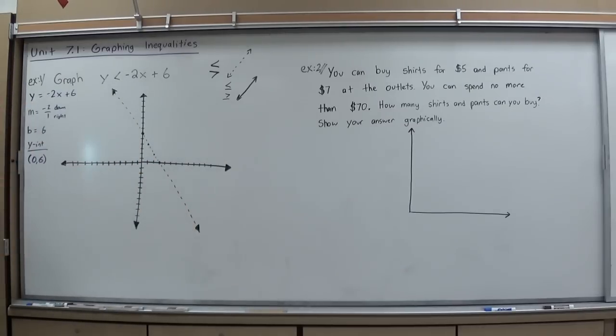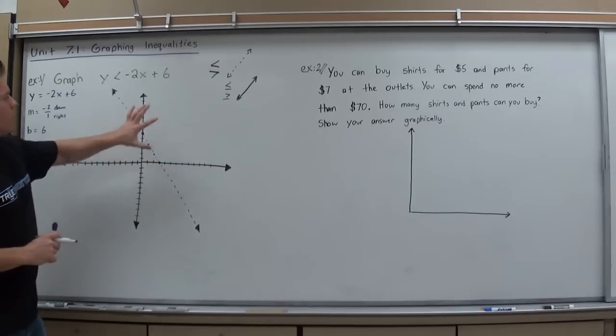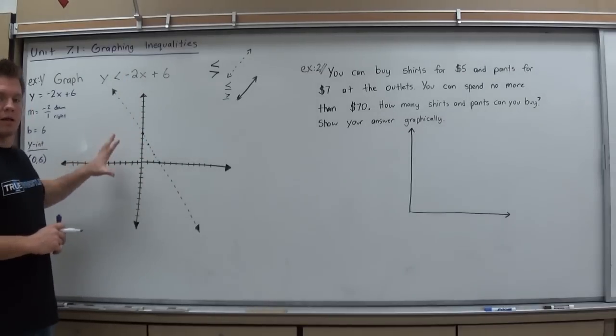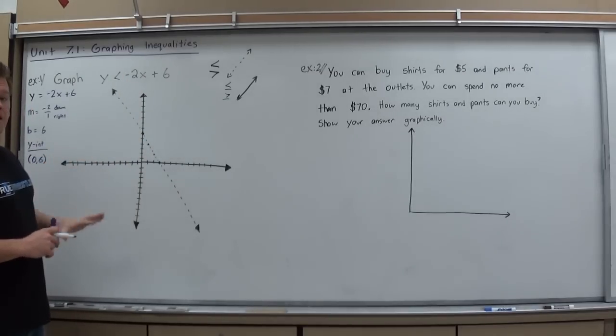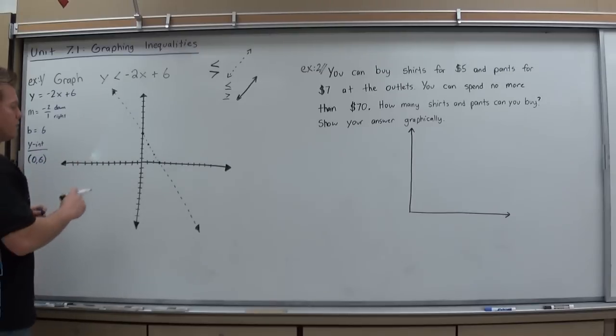Now there are two ways to find out where you should shade. One is to check a coordinate. Any coordinate I check that's in the shaded region should keep this inequality true when I plug it in, because this graph represents all the different possibilities for answers. So as long as I check a point on each side to see if it works, the side that works for the solution is the side I should shade.